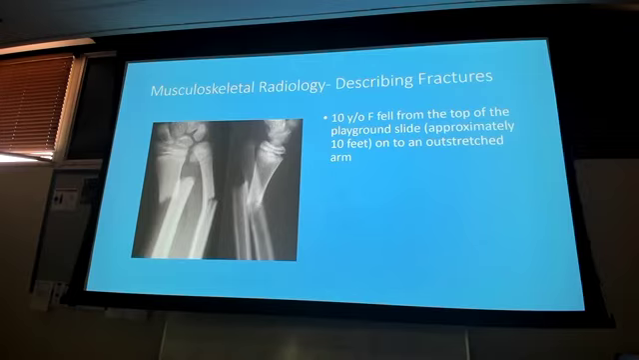So I have a 10-year-old who fell from the top of the playground slide, approximately 10 feet, onto an outstretched arm. Take a look at it. Let's see what we got here. Take a look and try to read your abnormalities.